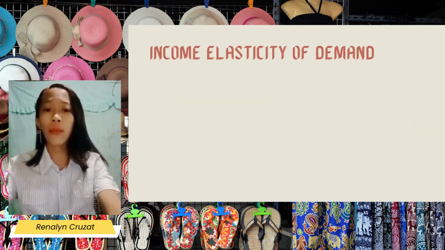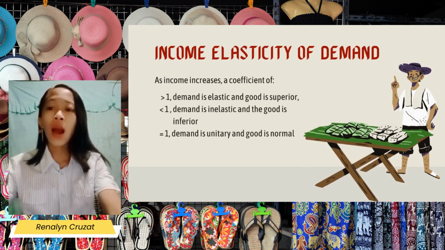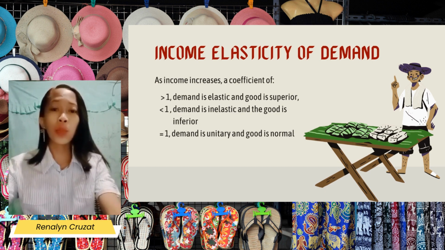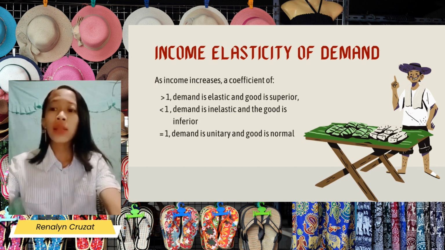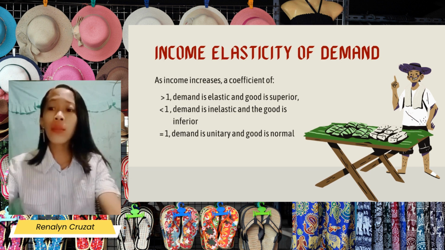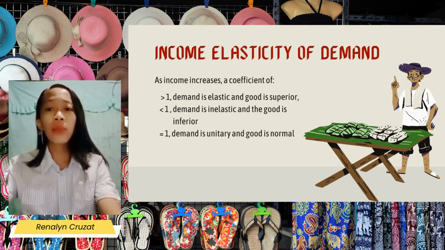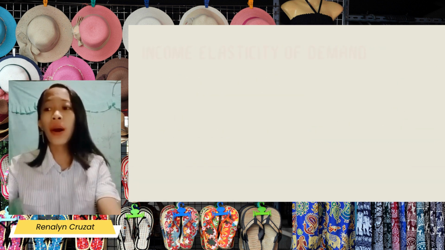As income increases, a coefficient of greater than 1, demand is elastic and good is superior. So kapag yung demand is elastic, yung good niya is nagiging superior. Less than 1, demand is inelastic and good is inferior. So kapag yung demand naman niya is inelastic, yung good niya is inferior. Equal 1, demand is unitary and good is normal. So kapag equal 1 siya, unitary siya. Ibig sabihin, hindi siya tumataas, hindi din siya bumababa. Engel's law.